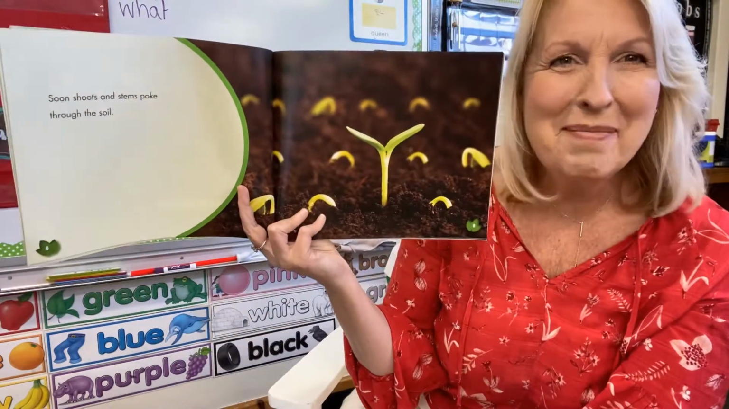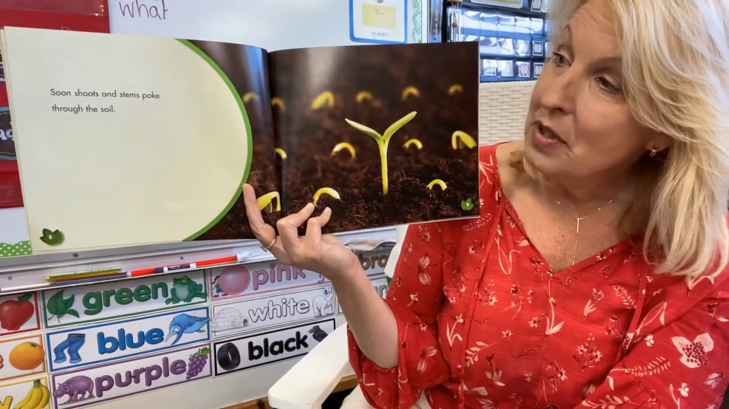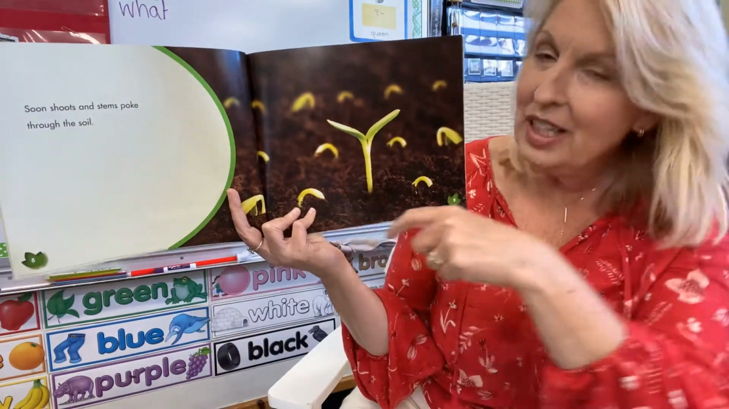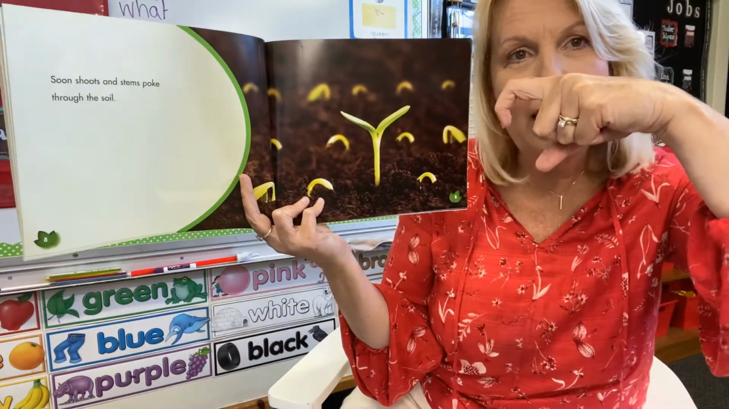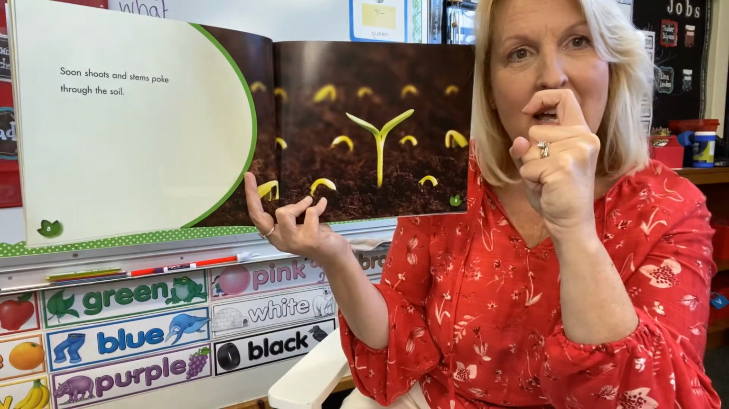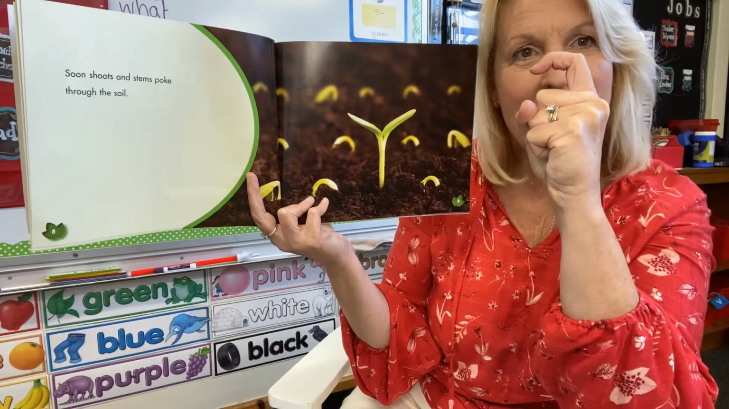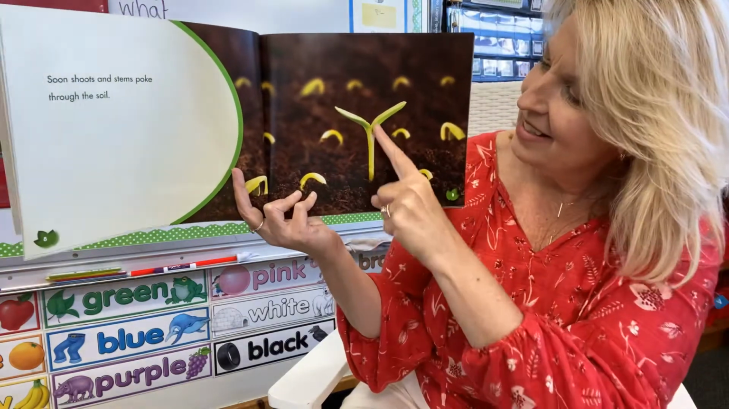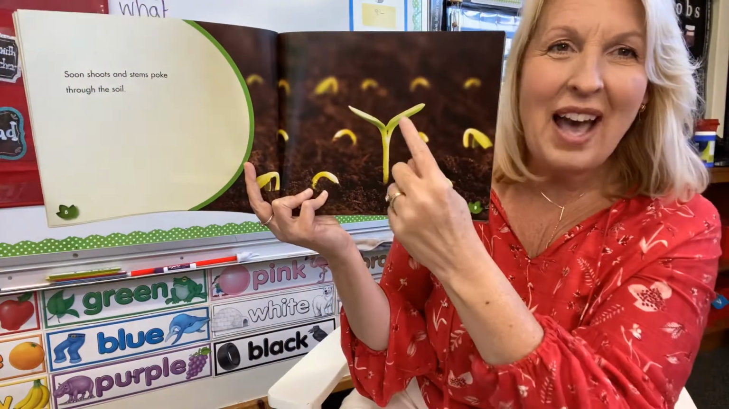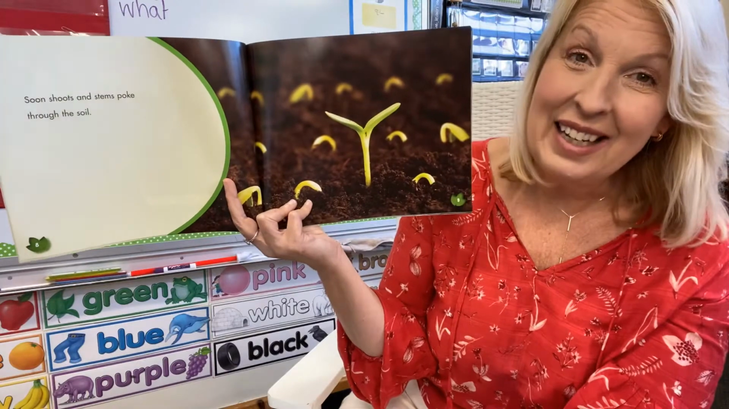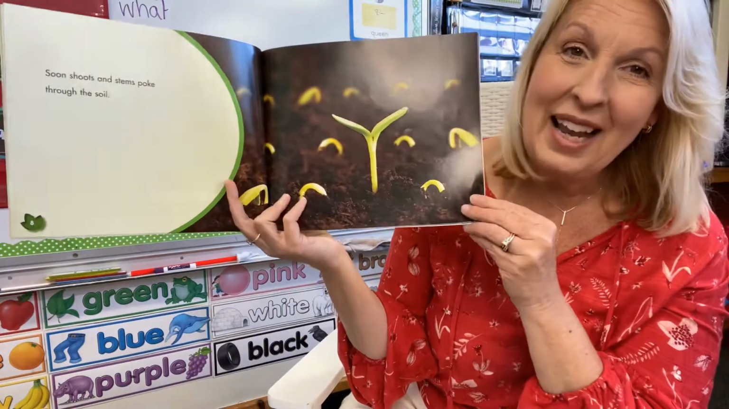And that's what happens. Soon shoots and stems poke through the soil. And there they are. They usually come out, the seed is under the soil like this, and it comes up, and it's bent when it first comes up out of the soil, and then it goes bing, and goes straight up, and then you have these little seed leaves. That's what they're called, the seed leaves. They're the first leaves of the new plant.